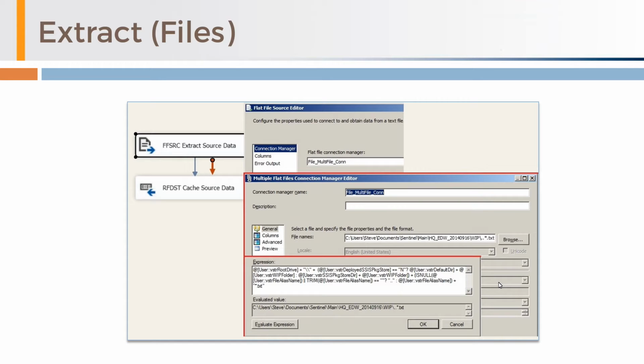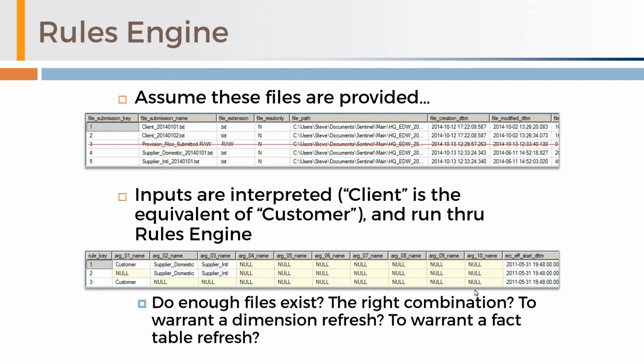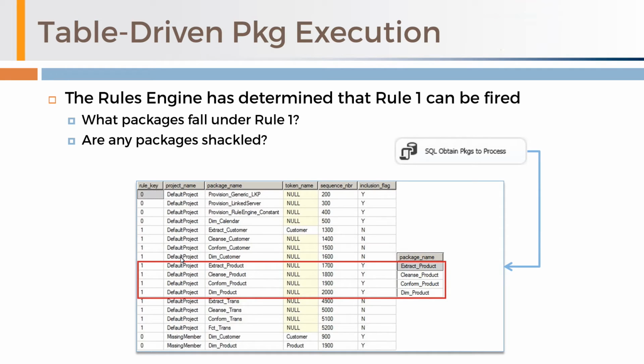This template assumes you want to grab multiple files that are all understood to be related to each other by a portion of their file name. Here's where the rules engine appears. If files dealing with the entities customer, supplier domestic, and supplier international are provided, we see that they would satisfy Rule 1. Rule 1 implies that several packages can be looped through. We're performing limited tests, however, so all but 4 packages have been turned off, so to speak.